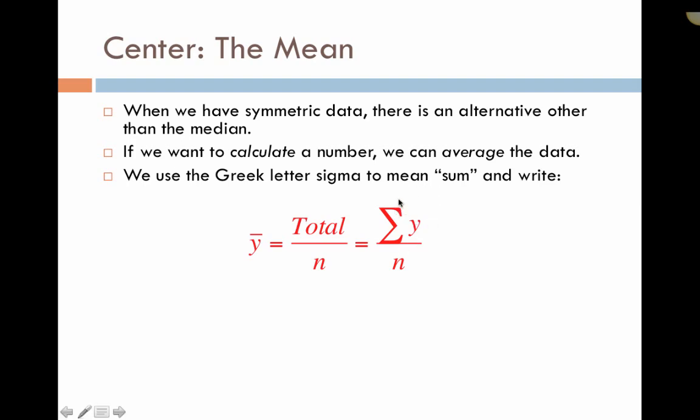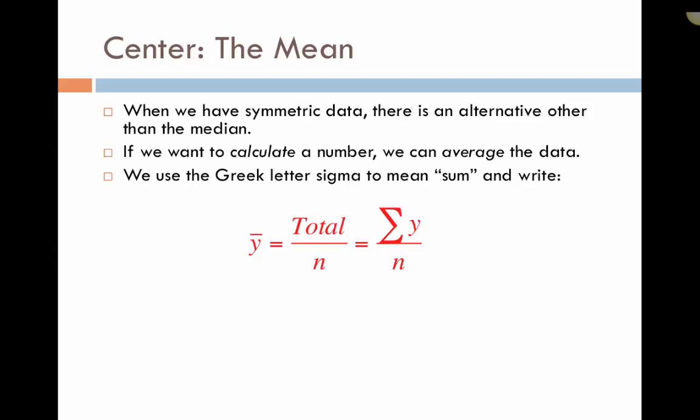The Greek letter sigma, right here, represents sum, and this right here is how the formula will be given to you on the AP exam, and also how I will give it to you on any test. Here, where we have y with a line over it, we call that y bar. Anytime you have a variable with a line over it, it's representing the mean.